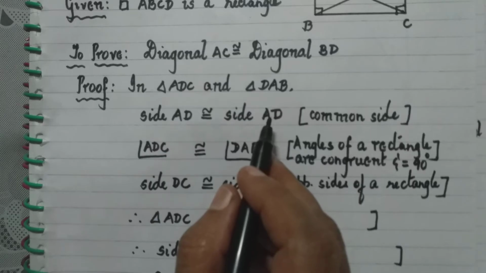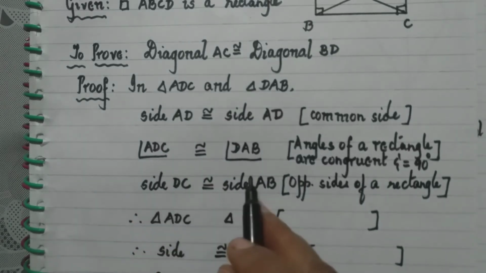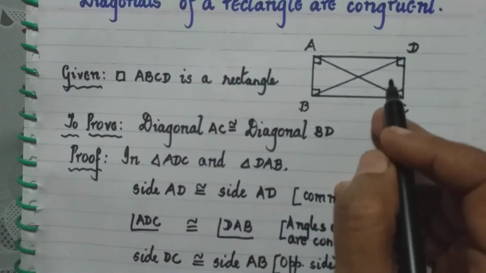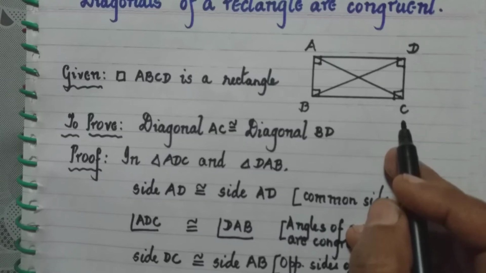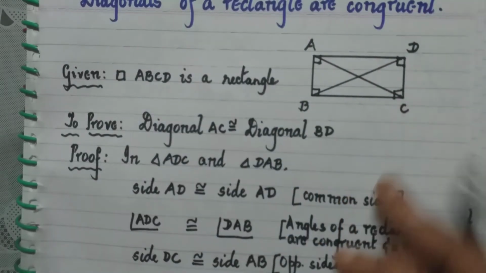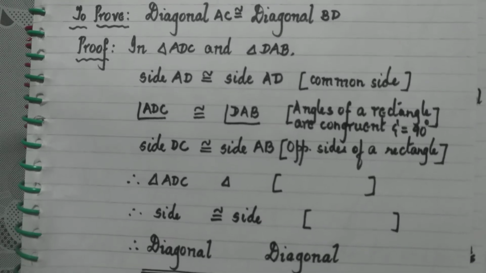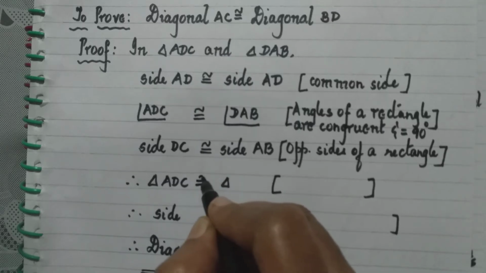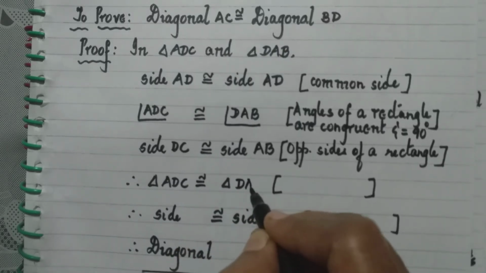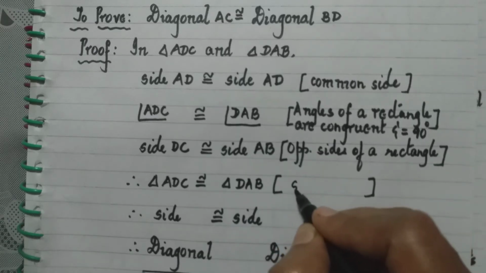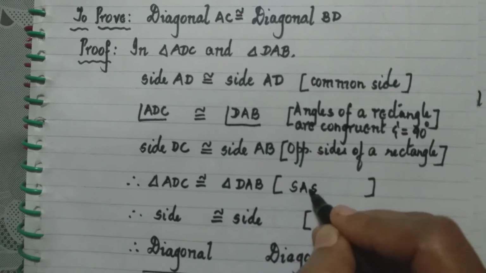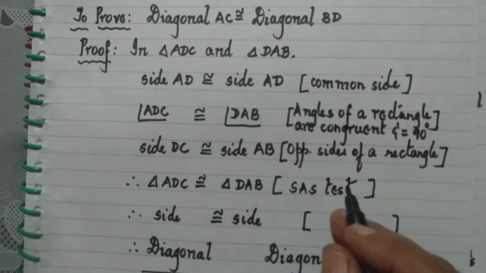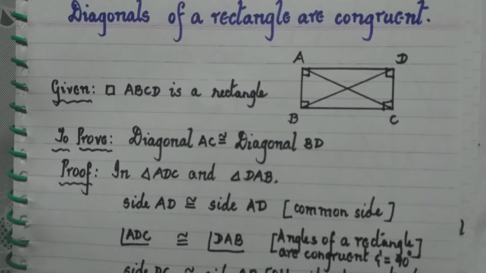So we have got one pair of sides, one pair of angles, and then another side. So see here in the figure, this side, the angle, therefore, and the third side. So side, angle, side. Therefore, the two triangles, triangle ADC and triangle DAB, are congruent by the SAS test.